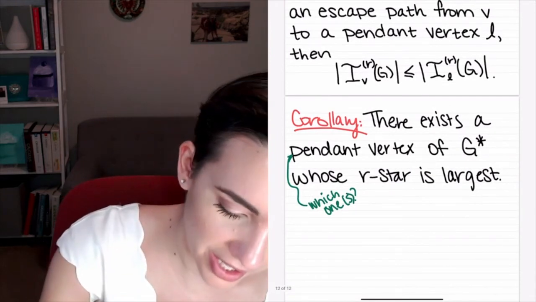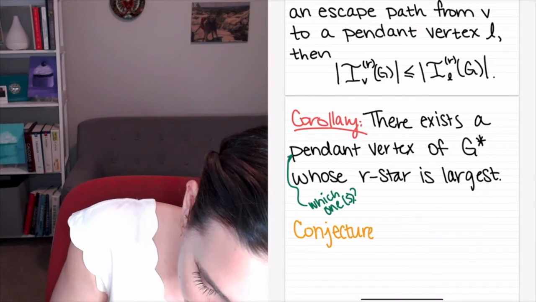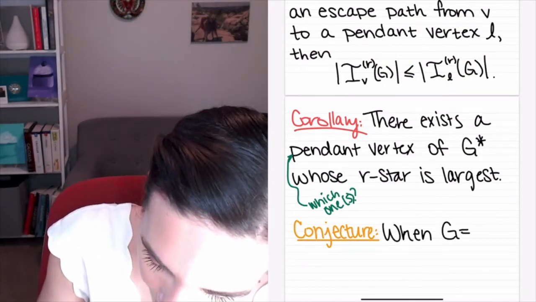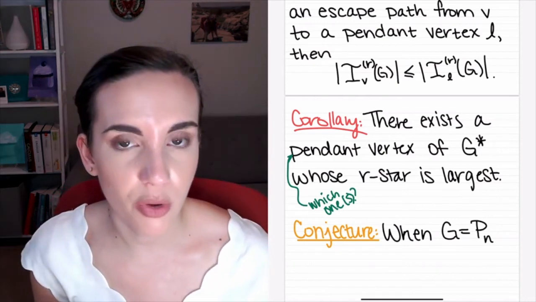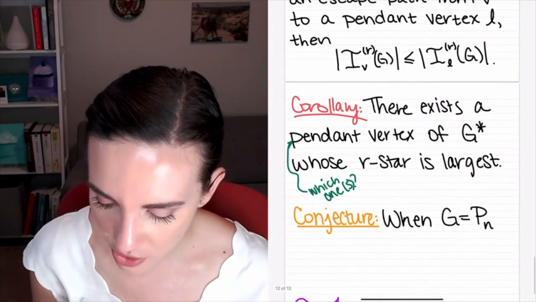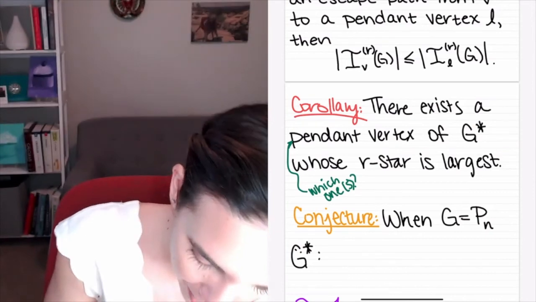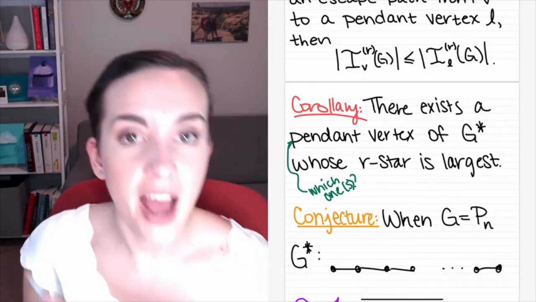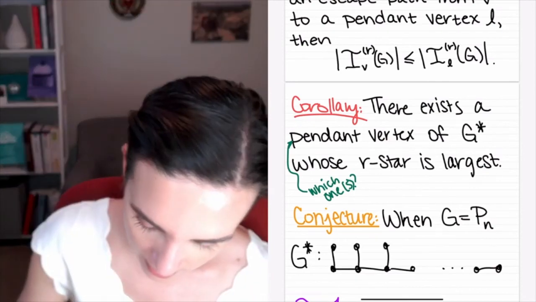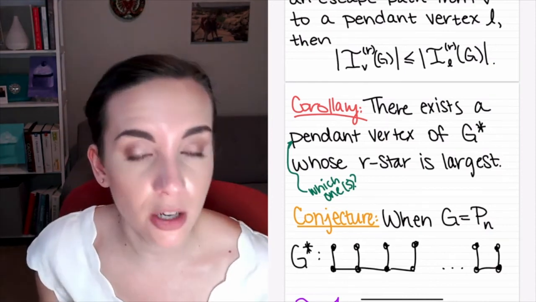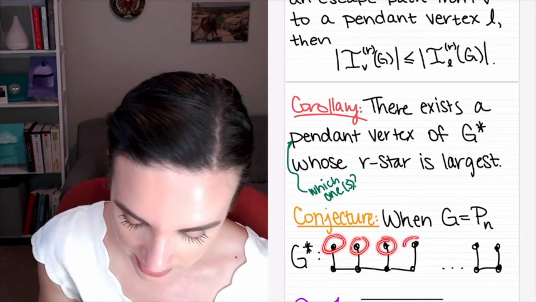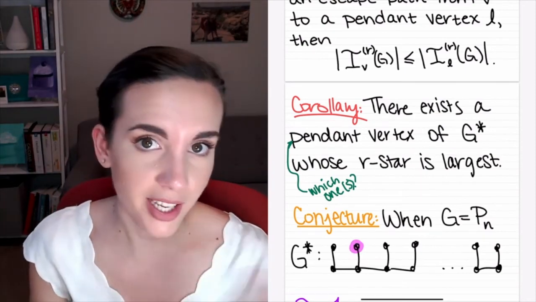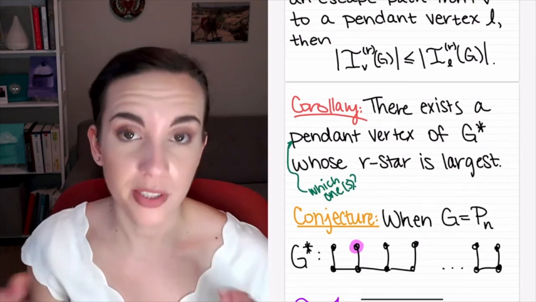And so my conjecture that I have yet to prove, but I believe is true, just with some programming evidence that I have generated, is that when the base graph is a path, which was the example that I gave when we first talked about the theorem about well-covered graphs, then my graph looks like this. I have my path, and then every node on the path has a pendant. Which vertices on the pendants have the largest R star? I believe that it is this one, the second outermost vertex that is a pendant vertex, on both sides, actually.